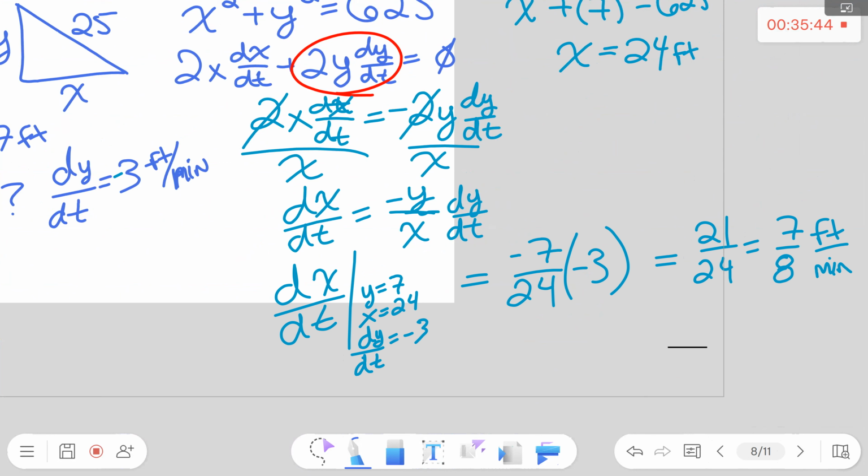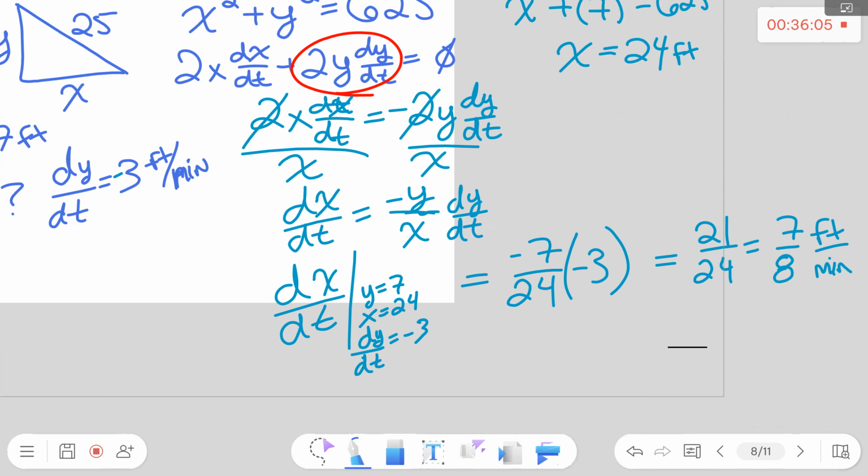You could do the stoichiometry and try and do all the cancellation, or what's the units of x? Feet. What's the units of time? Minutes. Feet per minute. Take how much went down.